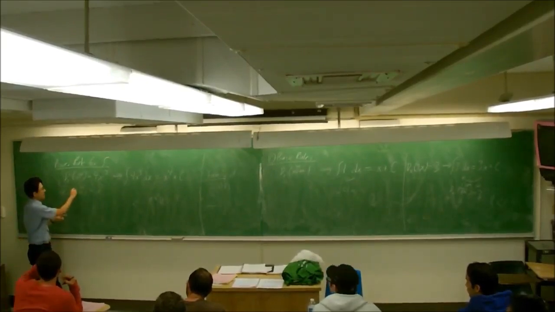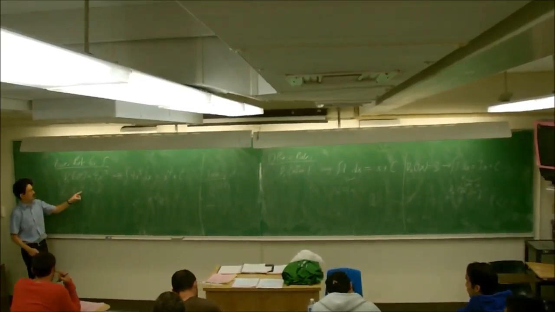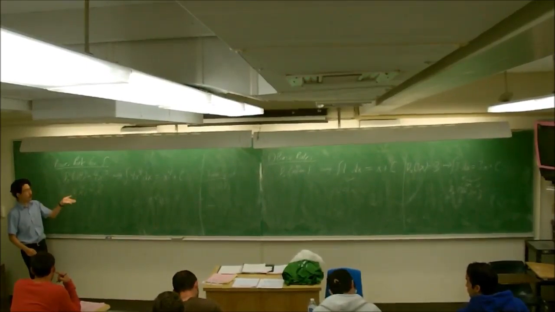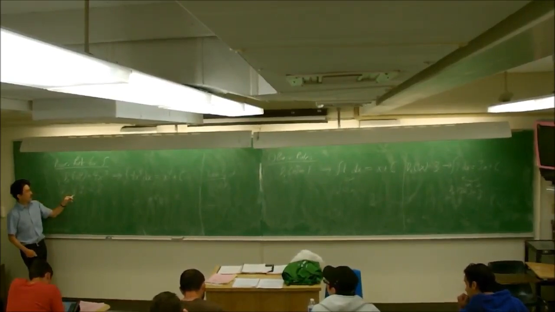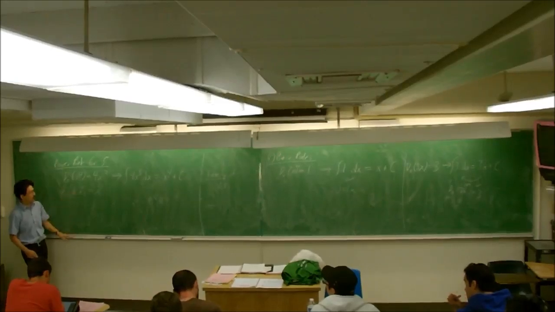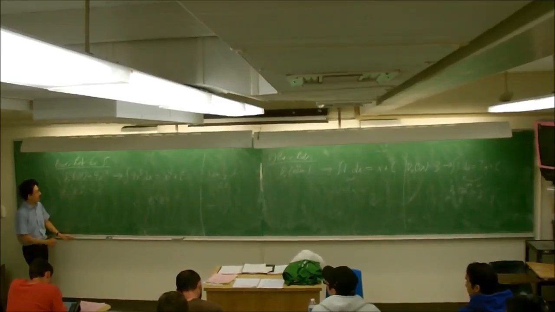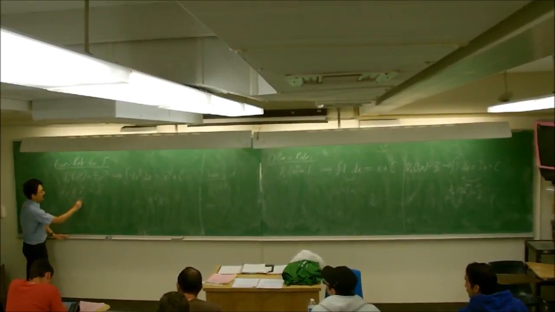1/4. You agree? Because if you have 1/4 x to the 4th, what happens? You apply the power rule for derivatives. 4 comes down, this goes bye-bye, x to the 3rd. You see? So you have the reciprocal, basically. The derivative of 1/4 x to the 4th is x cubed. Another way of writing this is x to the 4th over 4.